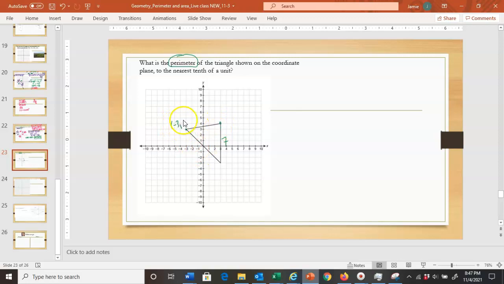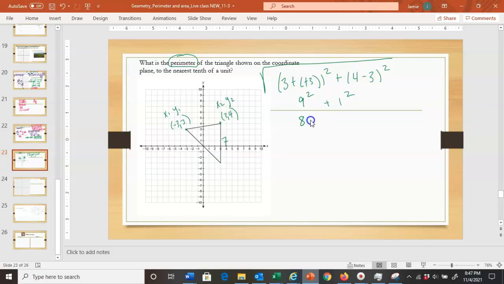So from -3, 3 to 3, 4. x1, y1, x2, y2. Let's do it. So 3 minus -3 plus 4 minus 3. Remember, we subtract our x values and subtract our y values. This becomes a positive, and we get 9 squared plus 1 squared. 81 plus 1, root 82. All right.